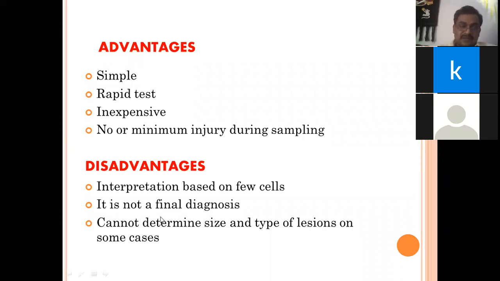There is a chance that there can be a false negative result. So this is one of the major disadvantages. Second, and most important, it is not a final diagnosis. What I mean to say is, it is just an adjunct to the disease diagnosis. You cannot use it as a final diagnosis. It is an aid to the final diagnosis. You have to do some other diagnostic technique for the final diagnosis.